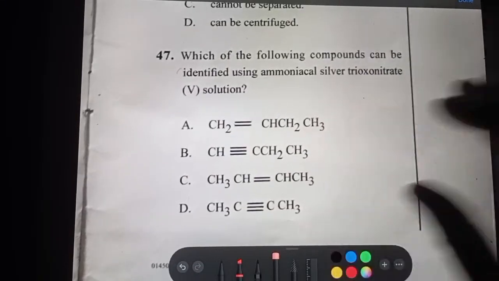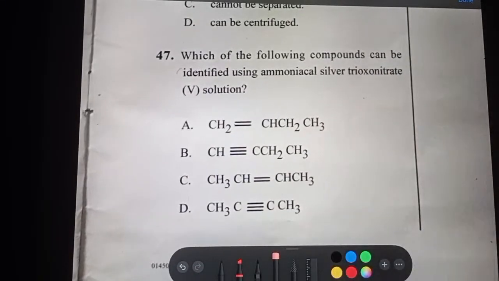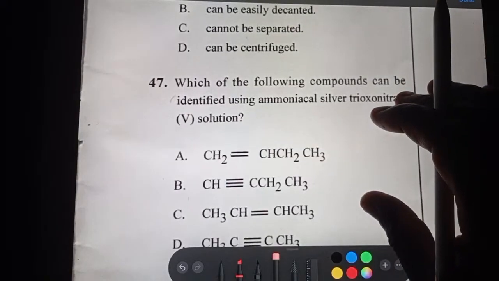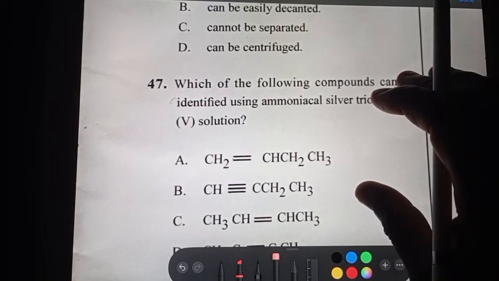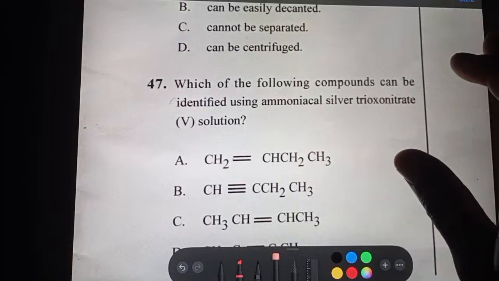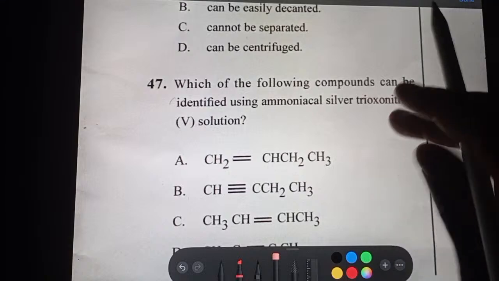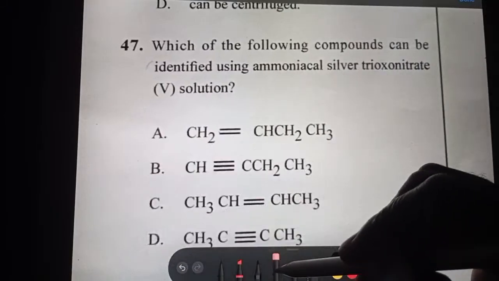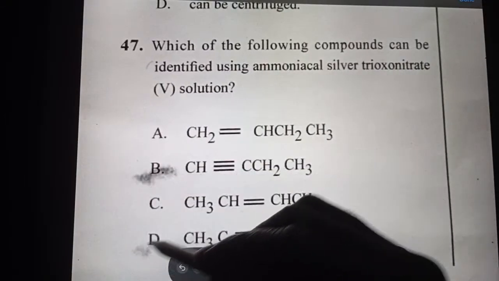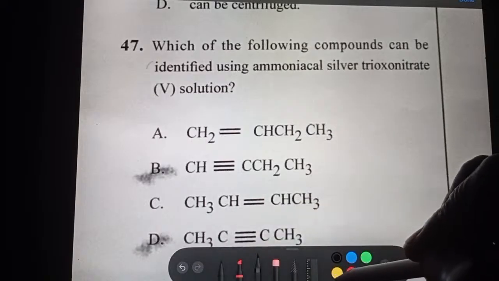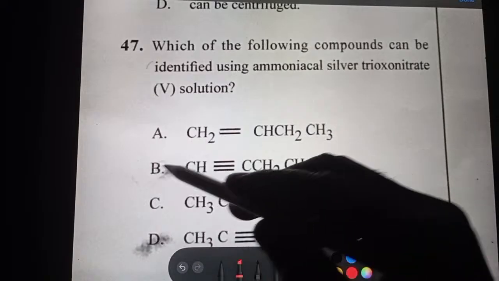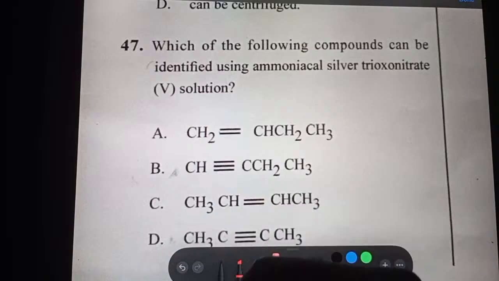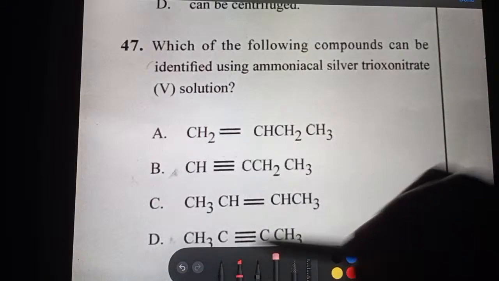it says, which of the following compounds can be identified using ammoniacal silver nitrate solution? Ammoniacal silver nitrate solution is used to distinguish between alkenes and alkynes, okay? Between double bond and triple bond. And if you look at the options, we have B and D. Option B and option D both have this triple bond. So which one should be the correct answer?